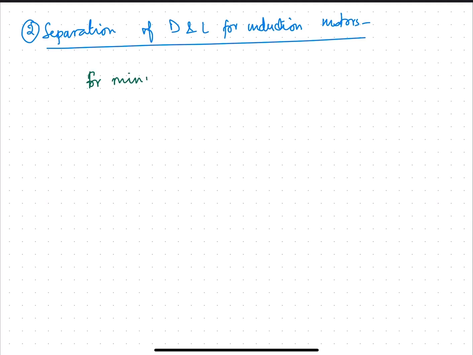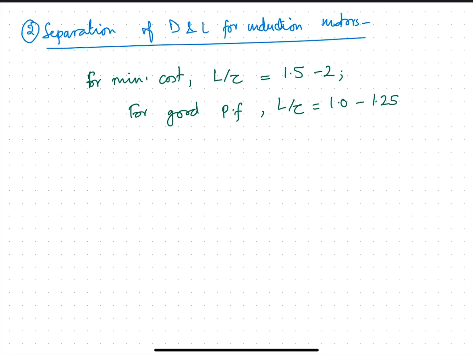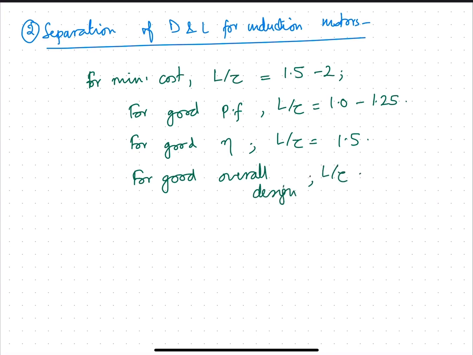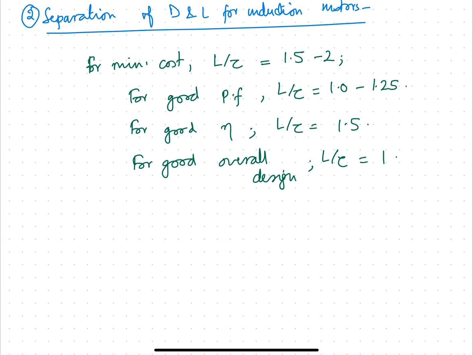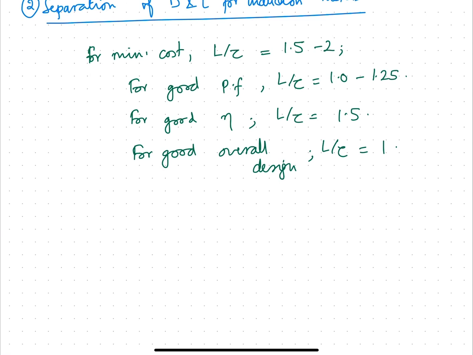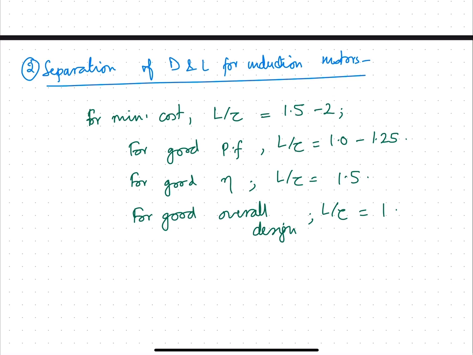For minimum cost, the ratio L over tau should be equal to 1.5 to 2. For good power factor, L over tau should be around 1.02 to 1.25. For good efficiency, L over tau must be equal to 1.5, and for good overall design, L over tau must be equal to 1. So these are some of the values for these two ratios in case of induction machines.